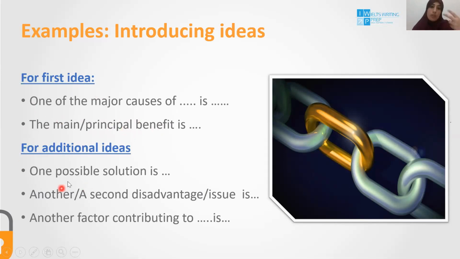And then when you're going to introduce a second or an additional idea, you can use phrases that are similar to these. So one possible solution is, or one possible cause is, okay? Another disadvantage, another advantage, another benefit, another reason, okay? Another factor contributing to climate change is global warming. So basically, you don't need to learn so many phrases. You just need to learn 2 or 3 phrases, and you need to learn how to use them well. Okay.